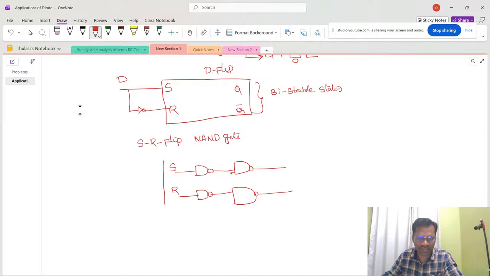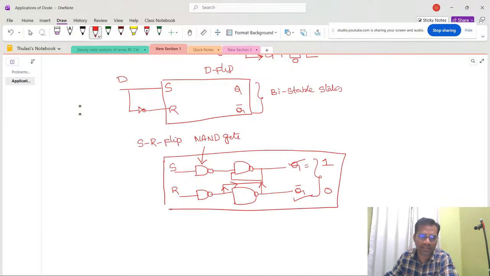Cross coupled means the input of this one is connected to the output of the other, and the output of this one is connected to the input. Like this, these two are cross coupled, and you get one output state Q and another state Q bar. These two are self complementary, and there are two stable states: the first stable state is Q and the other is Q bar. For example, Q is equal to 1 and the other state will be 0. This is the basic design of an SR flip-flop using NAND gates.